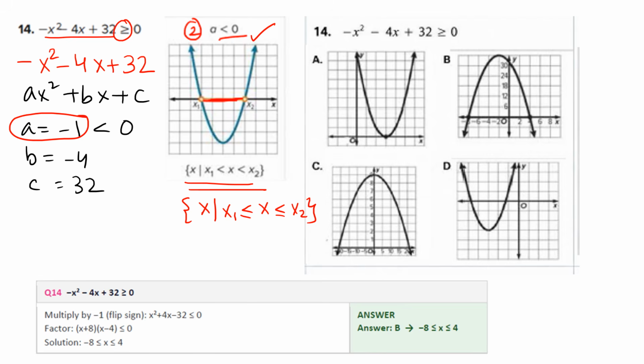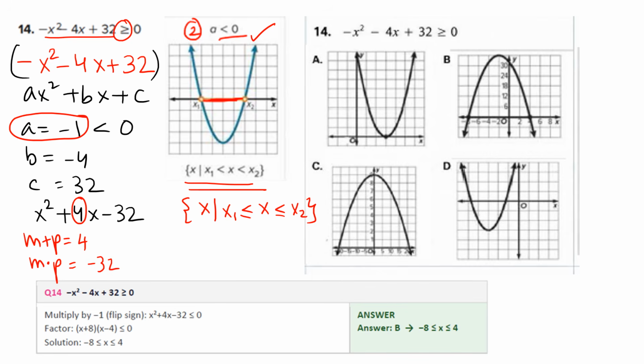Now we are ready to do the factoring. To factor, let's multiply the whole equation by -1 because we don't like this negative sign. So the equation will become x square plus 4x minus 32. So use sum of roots, product of roots. We need two numbers which when added give 4 and when multiplied give minus 32. So what can be those two numbers?